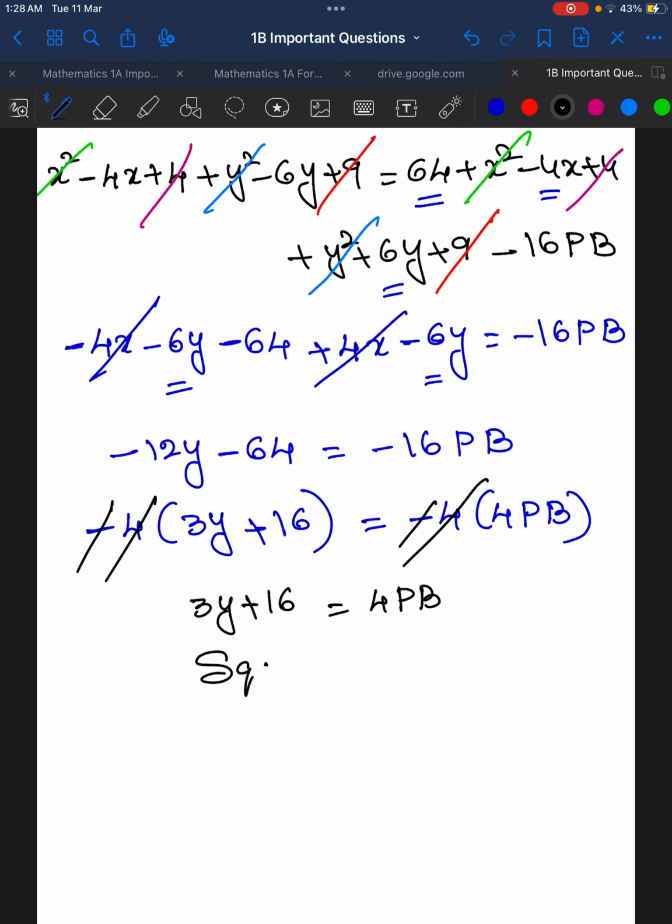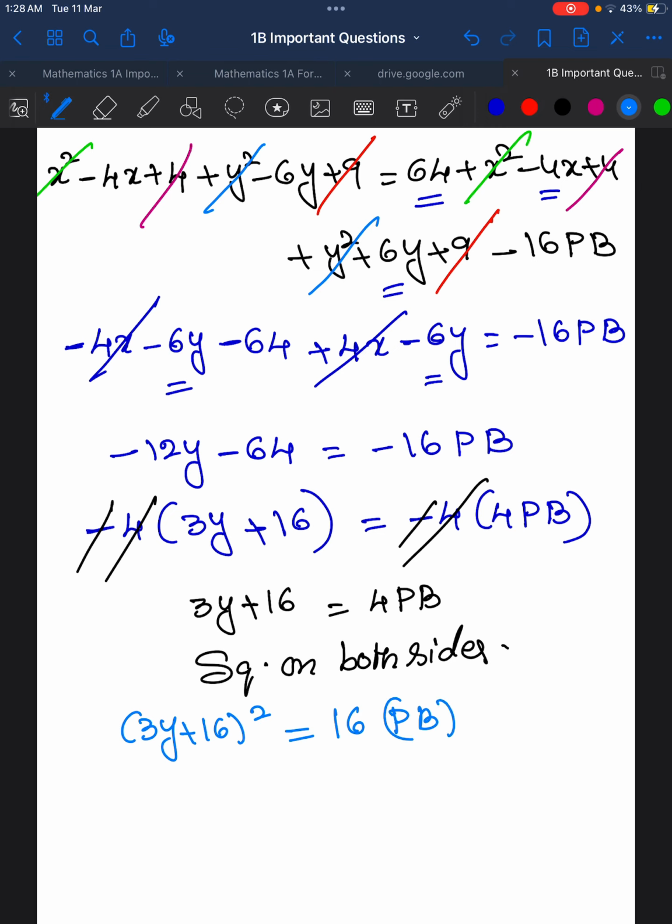Again, for PB, we are squaring on both sides. Squaring on both sides, what are we getting? You are getting 3y plus 16 whole square is equal to 4 square, which is 16, PB square. PB square means square root and square will get cancelled. So directly we can write 3y plus 16 whole square means 3y whole square plus 16 whole square plus 2 times 3y into 16. Here, 16 into PB square.